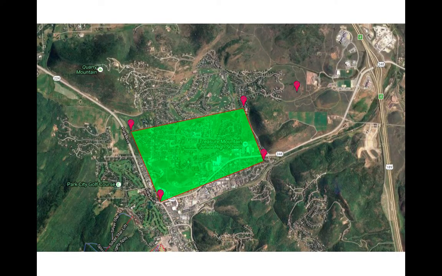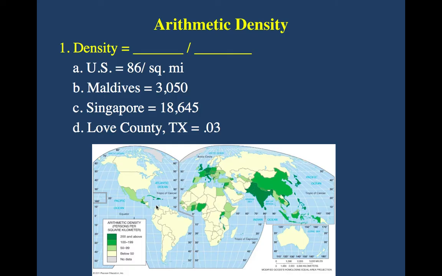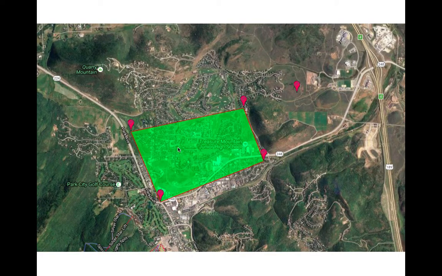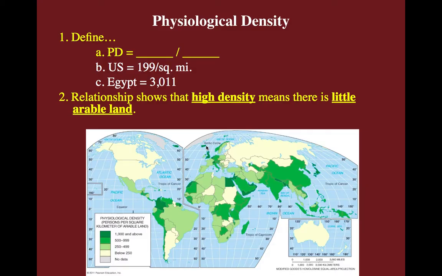Again, here's a reminder of what a square mile is. Here's Park City, obviously. It's not that very big. So imagine if you were in Singapore and you had 18,000 people in that square where we are basically right now.